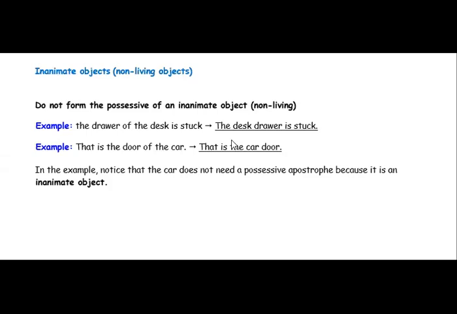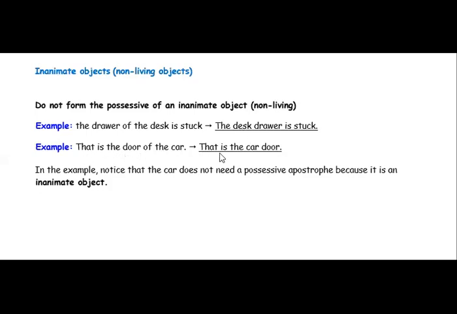So whenever we have inanimate objects or non-living things, they do not form a possessive noun. A possessive noun is like Jane's car with an apostrophe. So for example, the drawer of the desk is stuck. Here, drawer is inanimate, it's non-living, and desk is also non-living. The drawer belongs to the desk. That's why the desk is the owner, so the owner comes first. But we don't need to put an apostrophe. So in this case, the desk drawer is stuck.